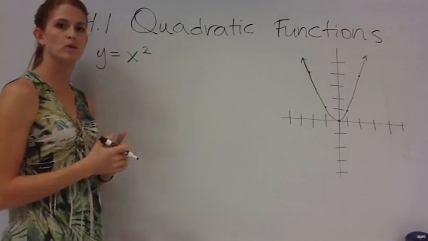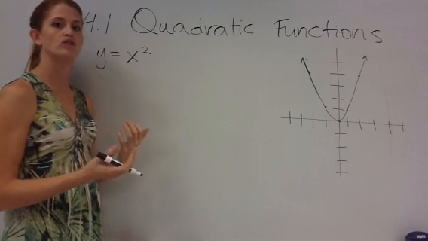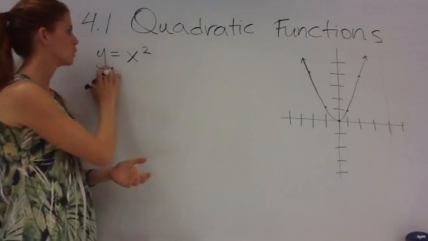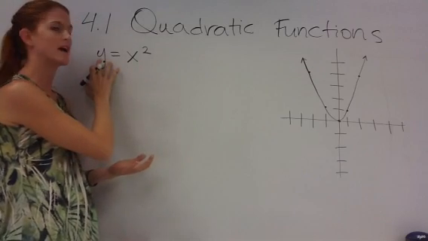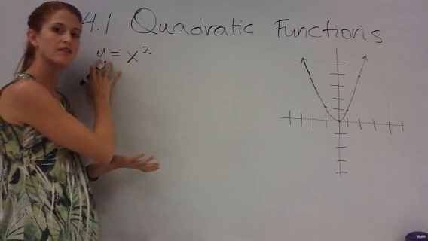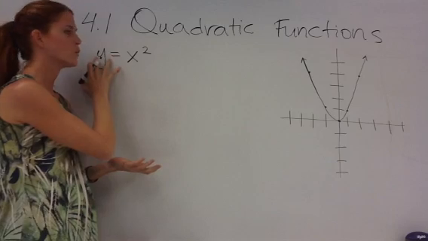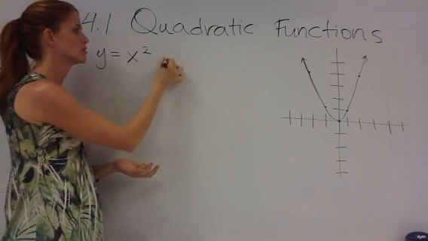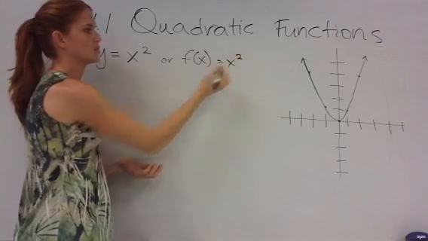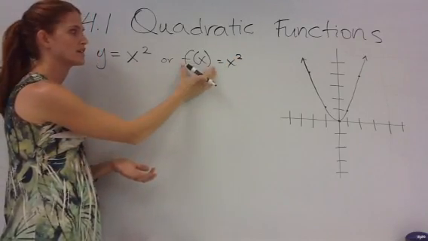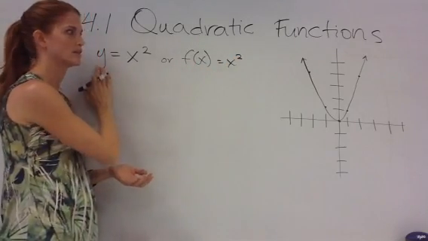We are going to be talking about quadratic functions. Now, quadratic functions always look like y equaling x squared. Sometimes it can be written with f of x instead of y, because f of x and y are the same. So we can write it y equaling x squared, or we could say f of x equaling x squared. Whenever you see f of x, it's just a fancy way of writing y.